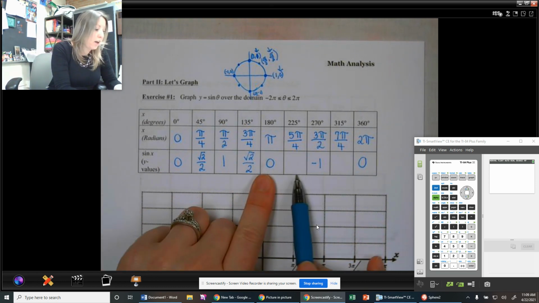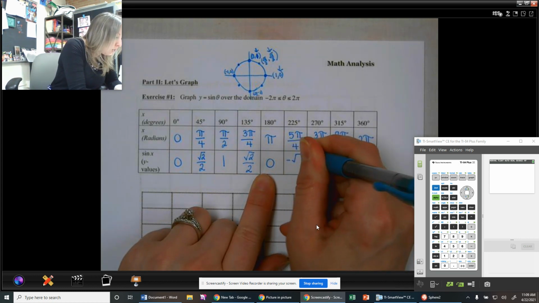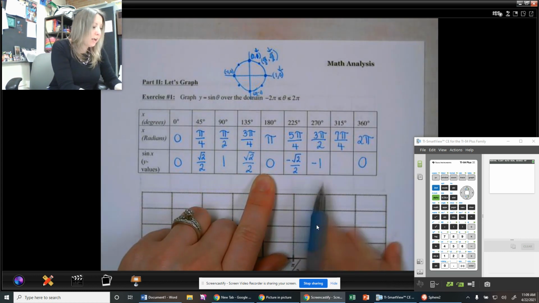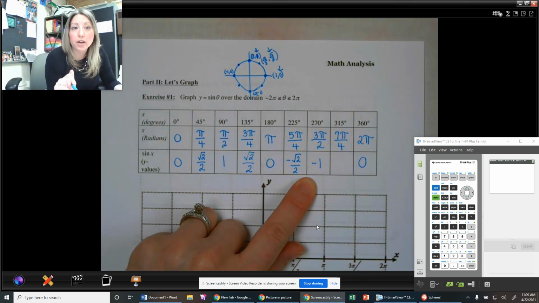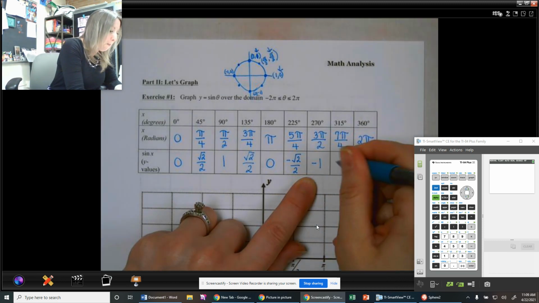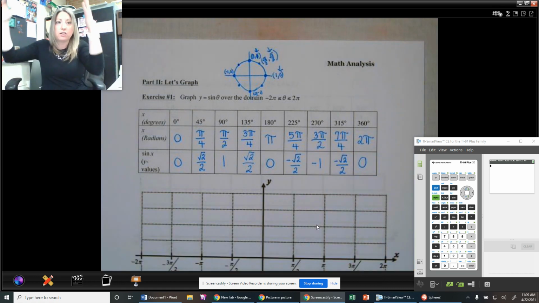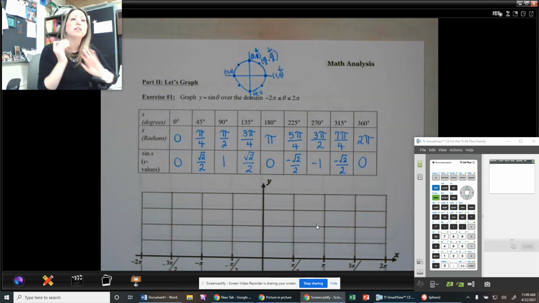Then, of course, we head to the third quadrant where y becomes negative. So now you've got negative radical 2 over 2. And we head down even further to negative 1. That's our min, our low point, our minimum point. And then we come back up the curve, back up to 0 again. And that's this infinite cycle of sine doing the exact same thing that's going on in the unit circle.